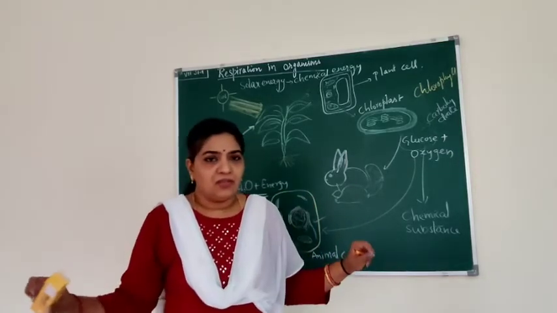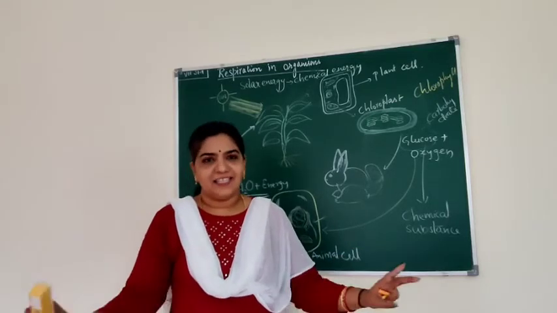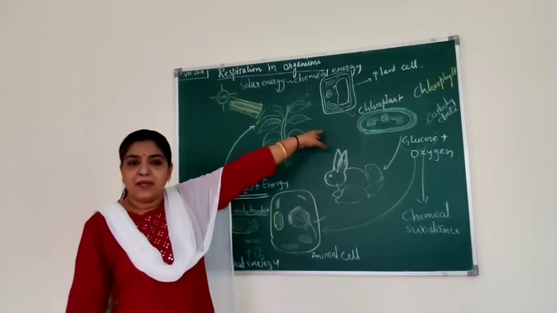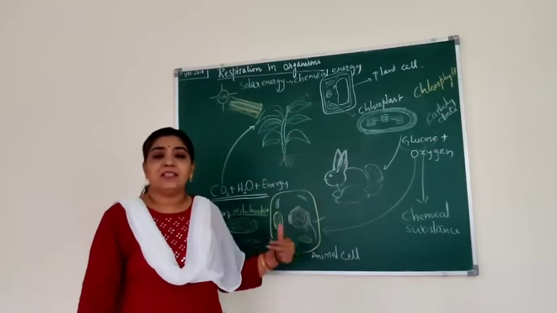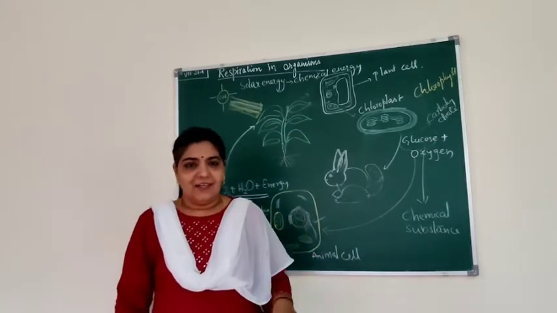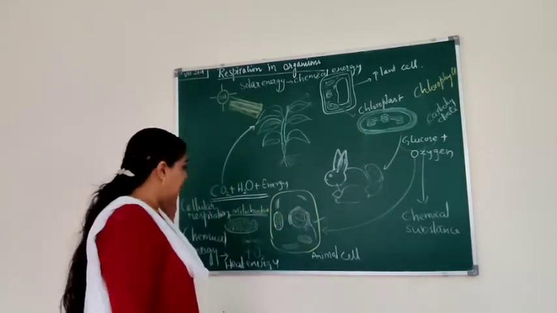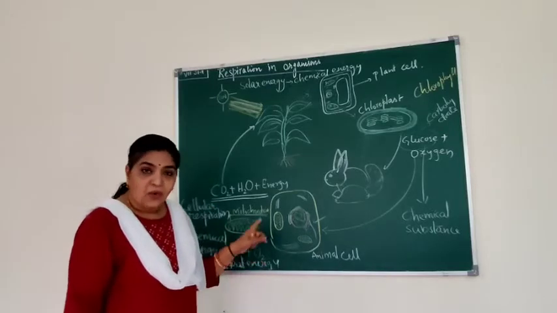So which is the main source of energy for us? It is the sun. There is no question, because solar energy only is converted into chemical energy. Then the chemical energy is converted into heat energy. I hope this part is clear. I hope you understood what cellular respiration is also.